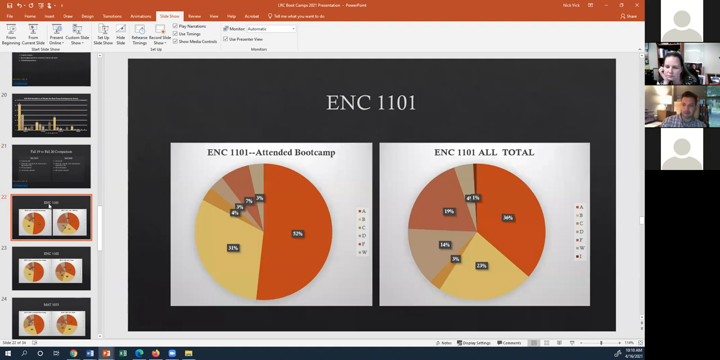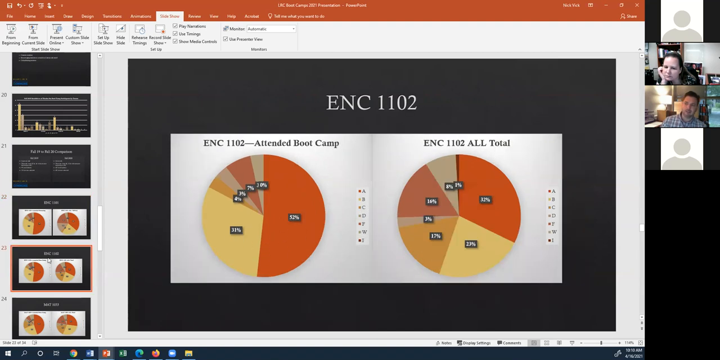So I'm not going to spend too much time on this other than to say, just take a look at the trends. You can see that students who attend boot camps are more successful compared to the overall population. You see higher D, F, and W for students who don't attend. For students who do attend, you see higher levels of success, A's and B's especially. And I'll just kind of run through. You'll see that same pattern through all of these courses that are shared.